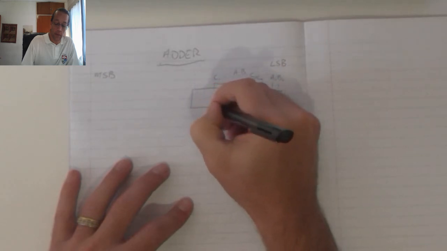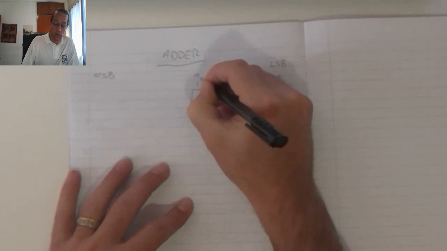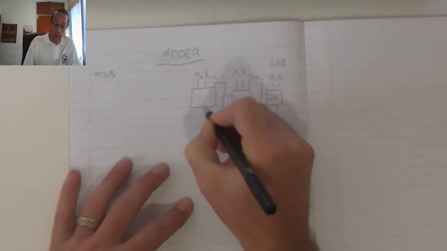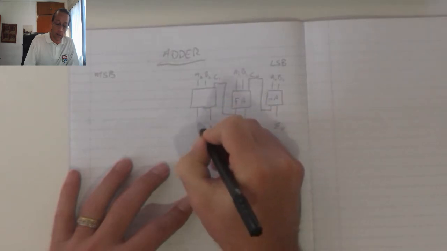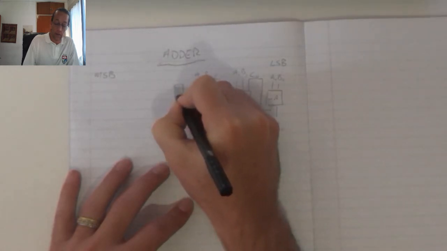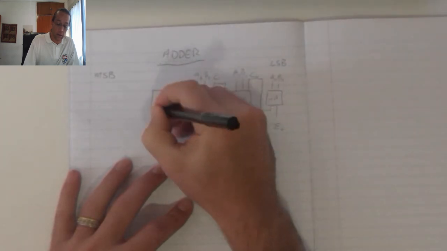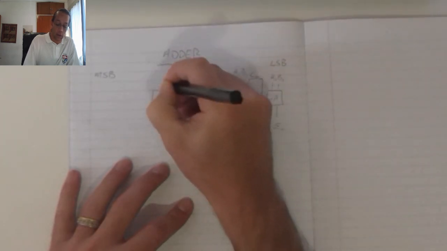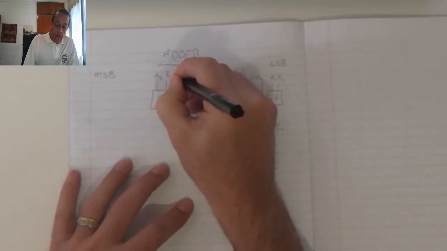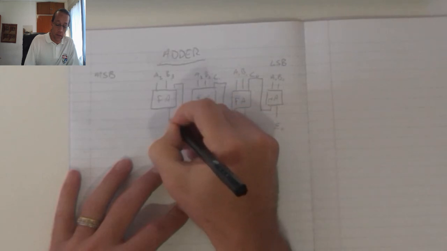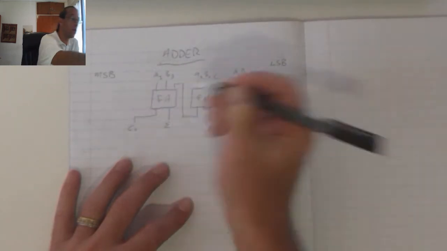This feeds into a second full adder. A2, B2, that's going to feed into my summing, that's going to feed into my carry, which is going to go to my next full adder, A3, B3. That's going to give me my summing, and that's going to give me my carry over.